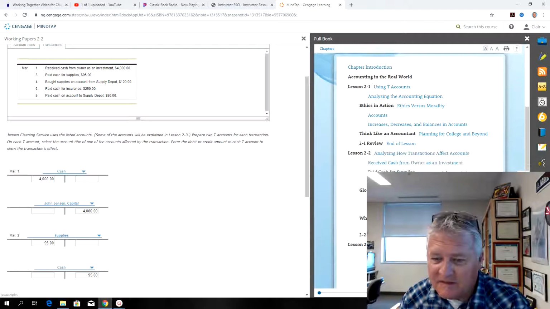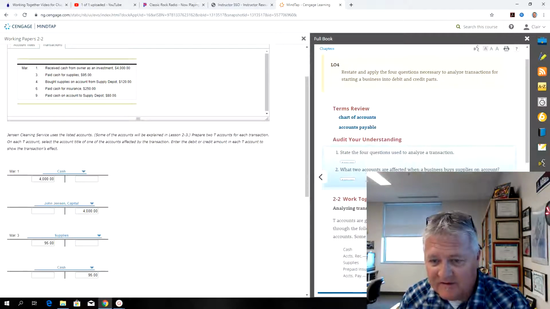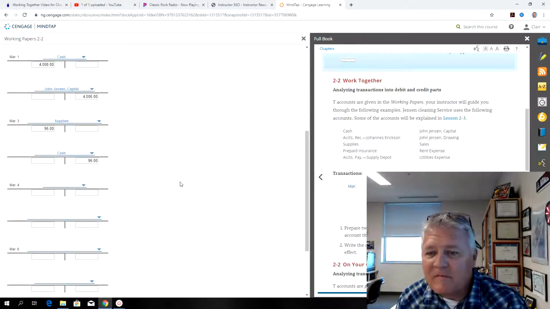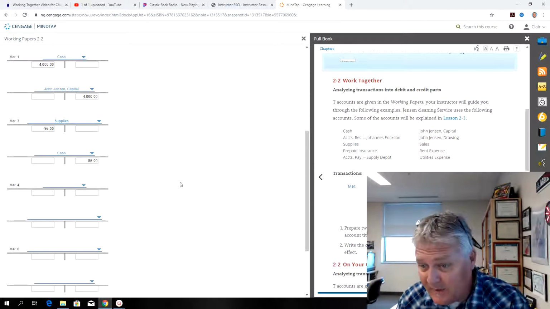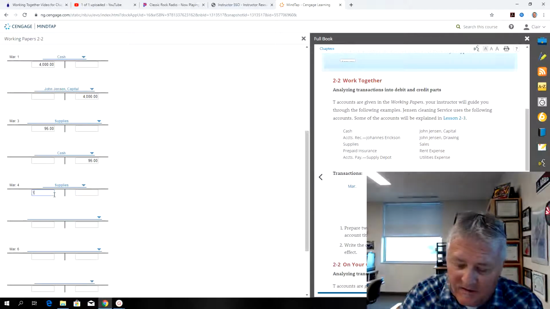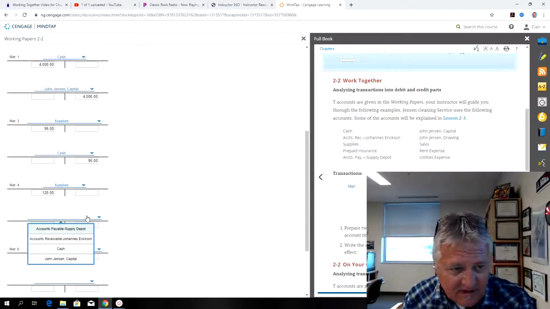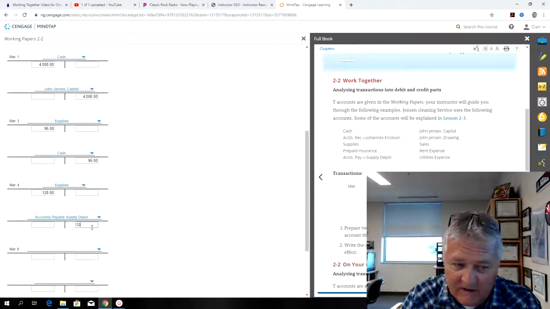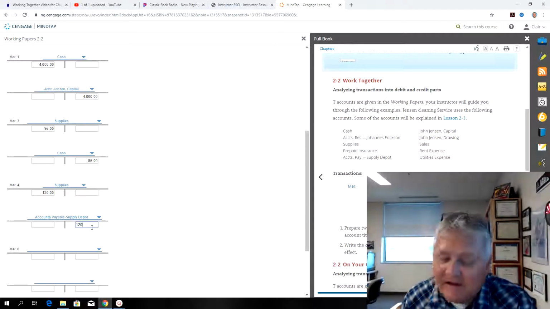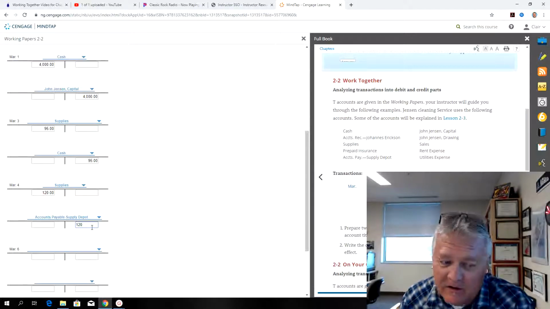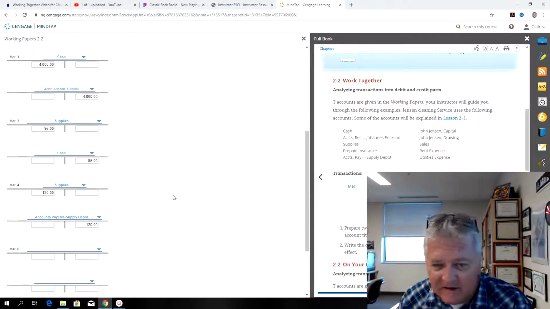So now I'm on March 4th. I should bring my transaction over here on the other side so I can see what it says. It says bought supplies on account from Supply Depot at $120. So supplies is an asset, so I'm going to debit supplies for $120. That's an increase. And then the other account is going to be accounts payable Supply Depot, and that's going to be $120 debit, or excuse me, that's going to be a credit of $120 to accounts payable Supply Depot. There's my 2 entries, so that transaction is completed.